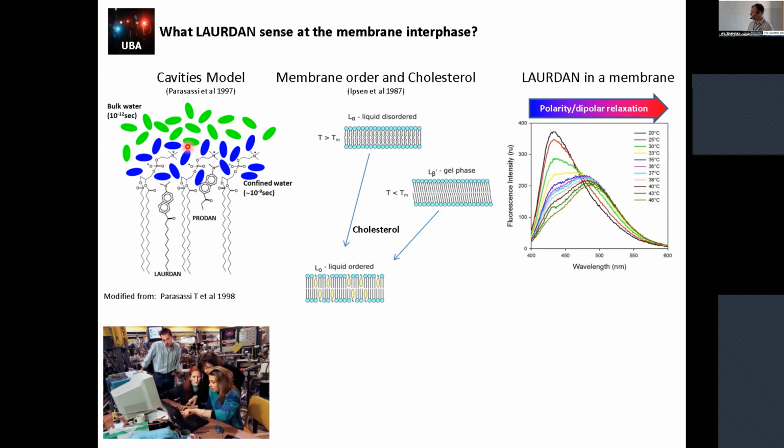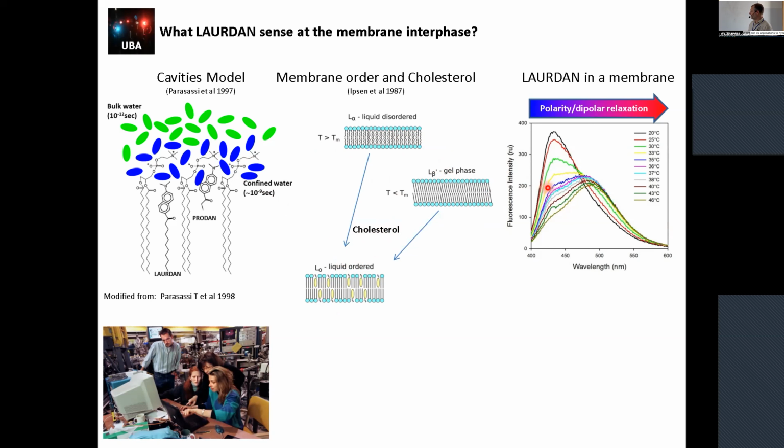And these molecules of water are basically modified in number by the physical state of the membrane, right? The membrane can be in different physical states: it can be disordered, it can be gel phase, or if we add cholesterol, we can have a new membrane, which is liquid ordered. And Laurdan is able to capture this little difference in polarity as well, in dipolar relaxation. And we will use this in order to study our system in biology.